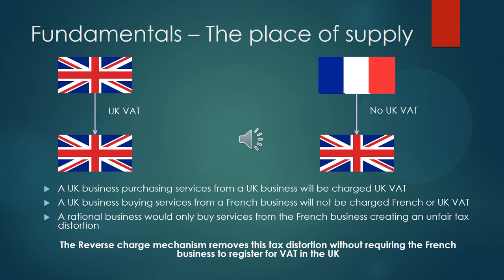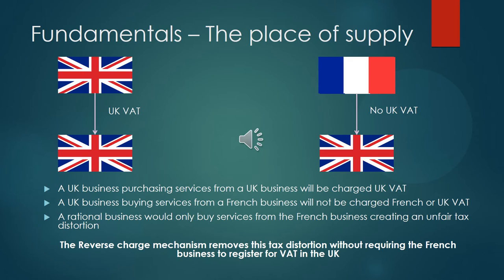Now, obviously, if a business was smart, it would just go and buy everything from a French business because there's no VAT on it. And that, therein, is why we do the reverse charge. Because a smart business, if it didn't have to do the reverse charge, would go and buy everything from overseas and save the VAT. So what we do is we have the reverse charge, but who does it?